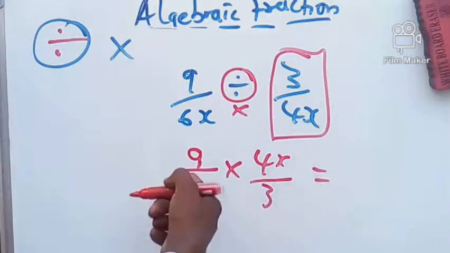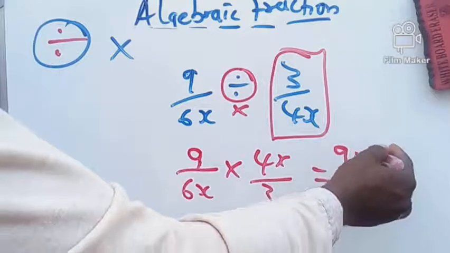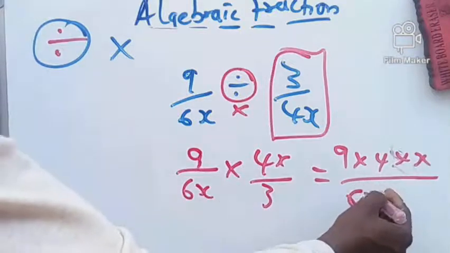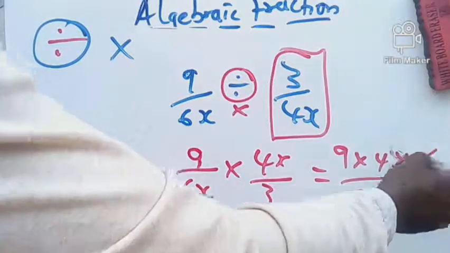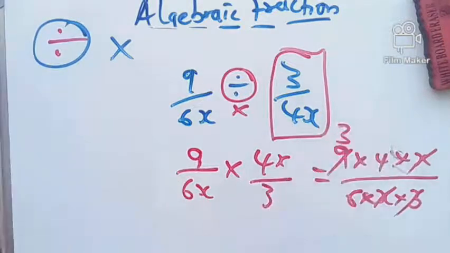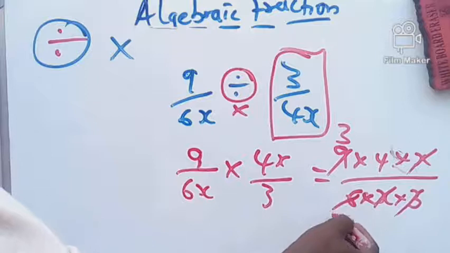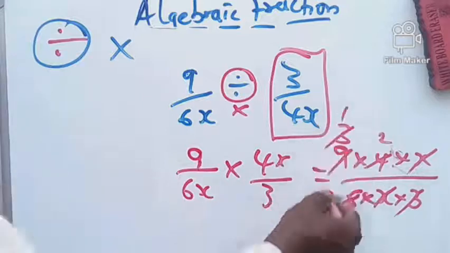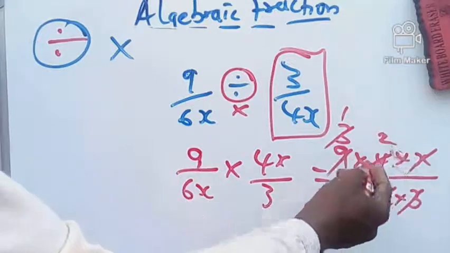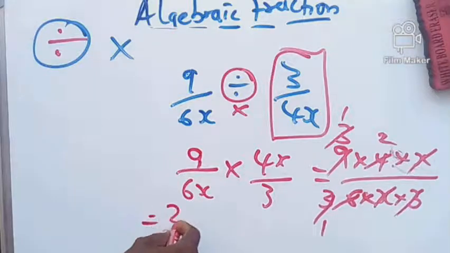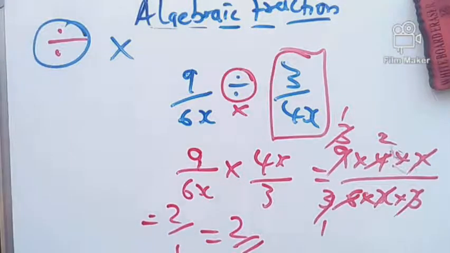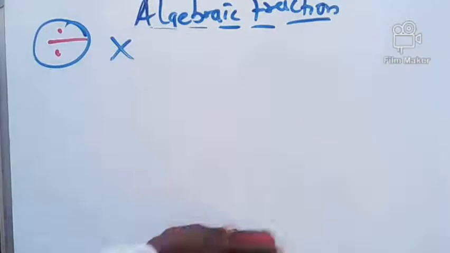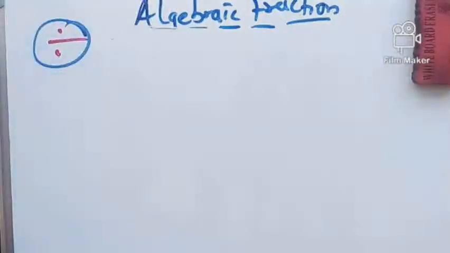So then we expand as usual. This is 9 multiplied by 4 multiplied by x, everything divided by 6 multiplied by x multiplied by 3. Notice that x can take care of x. 3 goes into 9, you have 3. 2 can go into 6, you have 3. 2 can go into 4, you have 2. And then 3 can go into 3, you have 1 and 1. So what I have left here is just 2 divided by 1. So I have 2 over 1, which is the same as 2. And that is the answer. So whenever you have a division sign involved, you simply change it to multiplication sign, and then you divide.